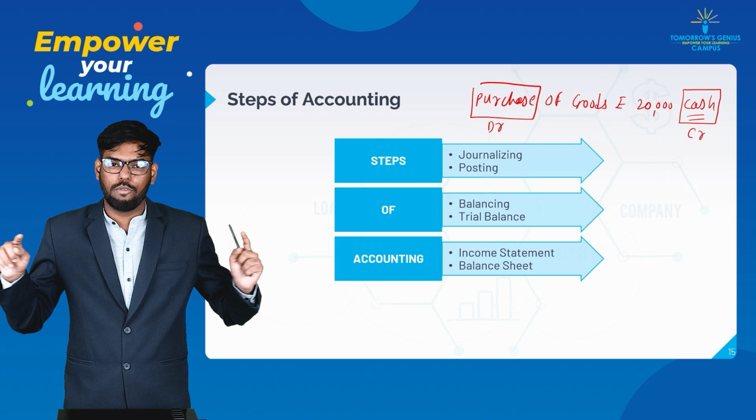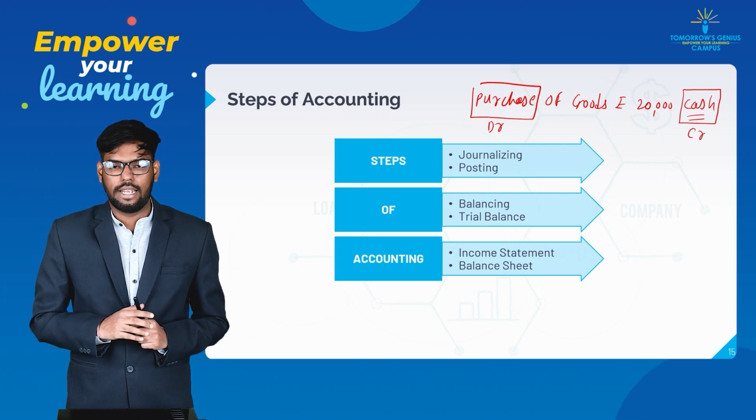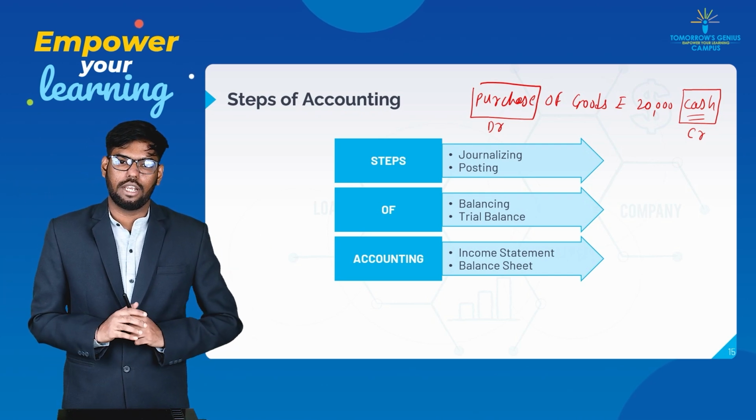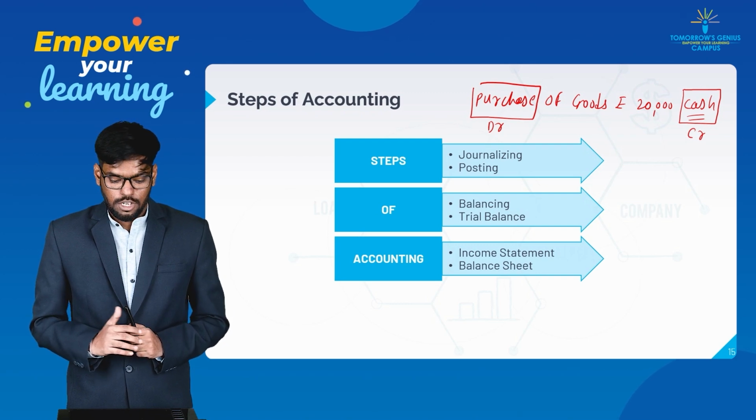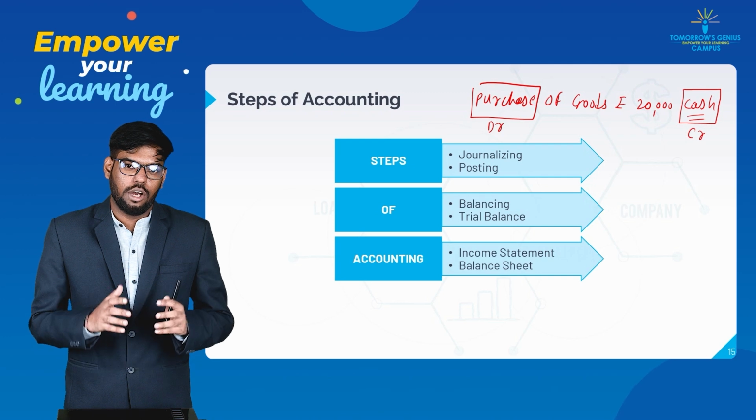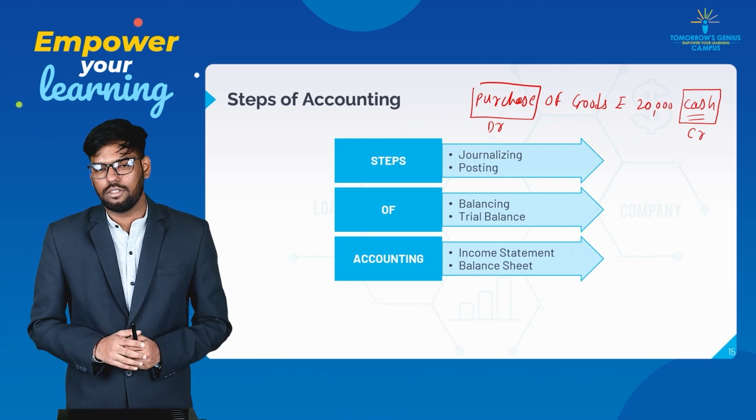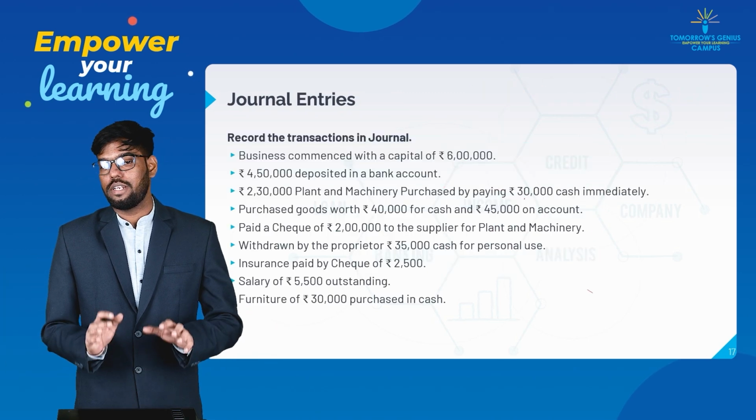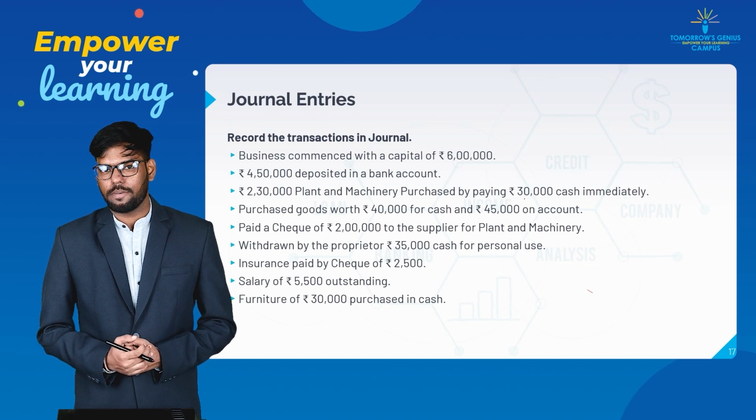So it's a link between everything up to the financial statements of any business or any company, right? So these are the steps that are involved in the process of accounting. Now we have to discuss a question on your journal entry.